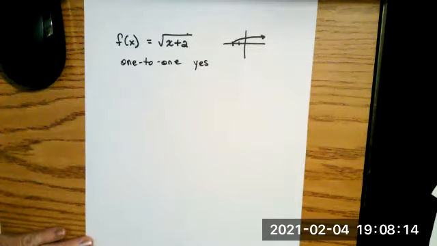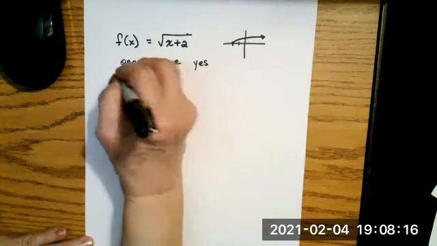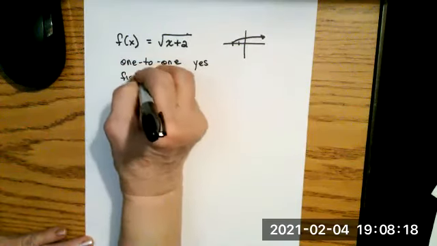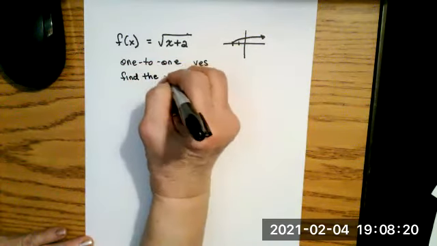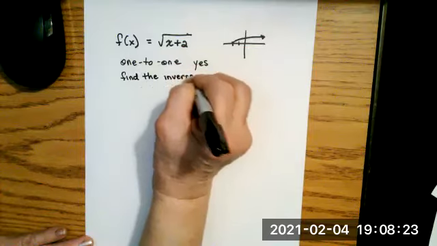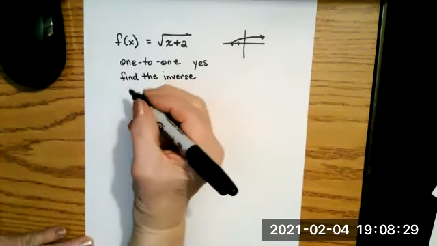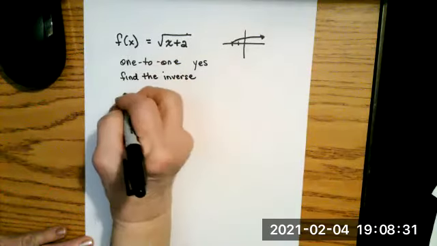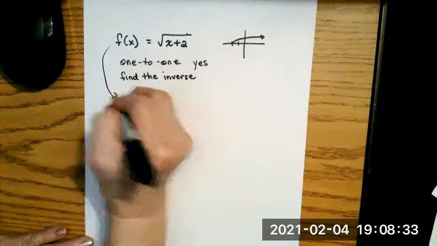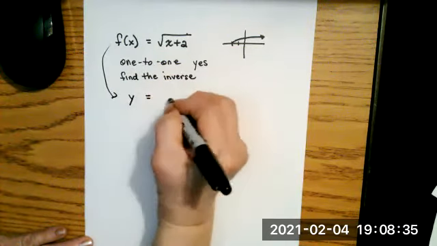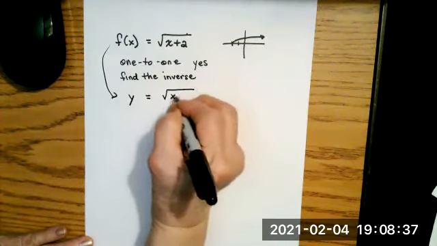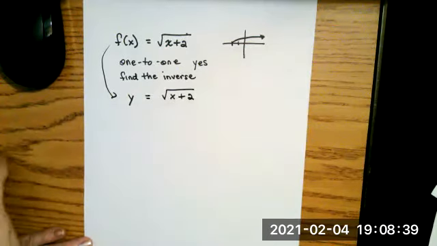So let's go through the process of finding the inverse. And that's what the problems are going to say for you tonight: check to see if they're 1-to-1, then find the inverse. I think all of them are 1-to-1. Remember the f of x, I'm going to change to a y. Leave the square root of x plus 2 right where it is.